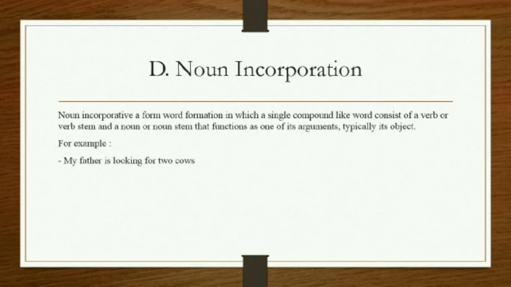And noun incorporation is a form of word formation in which a single compound-like word consists of a verb or verb stem and a noun or noun stem, which then functions as one of its arguments, typically its object. For example, my father is looking for the coal.